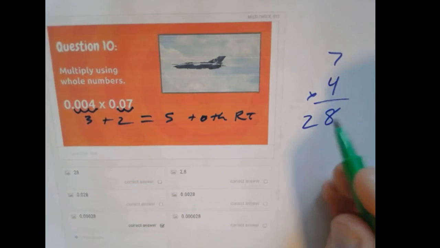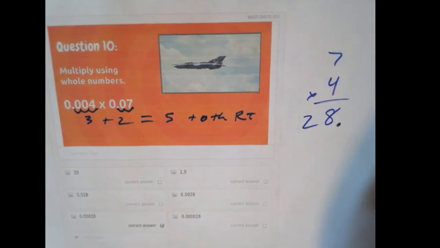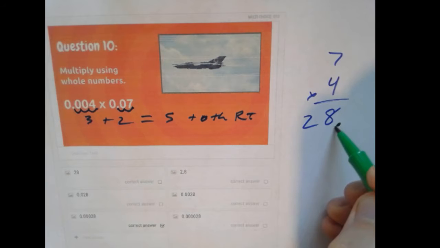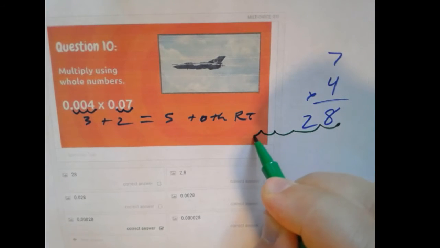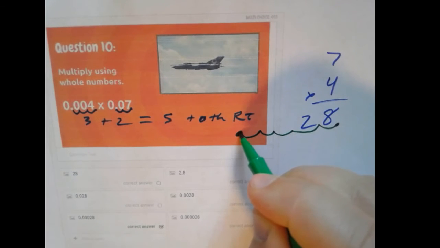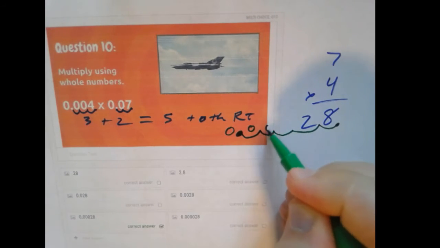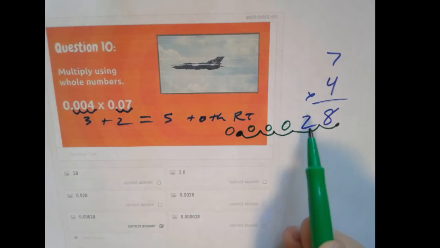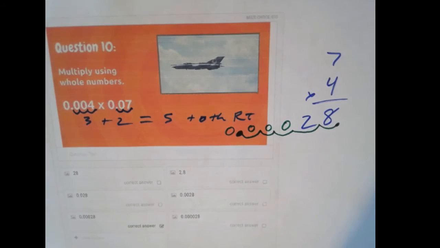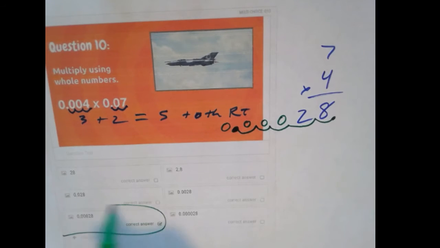So 28, the decimal will be here. So we need to move 5 spots to the left. 1, 2, 3, 4, 5. Okay. So we end up with 0.00028. That's how we would do that one.